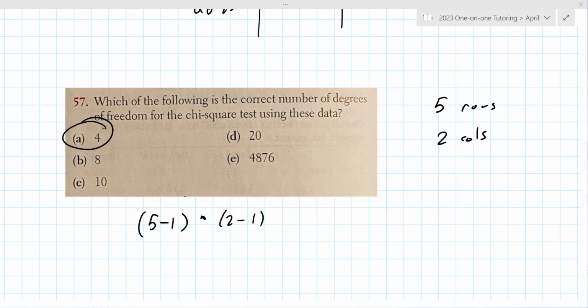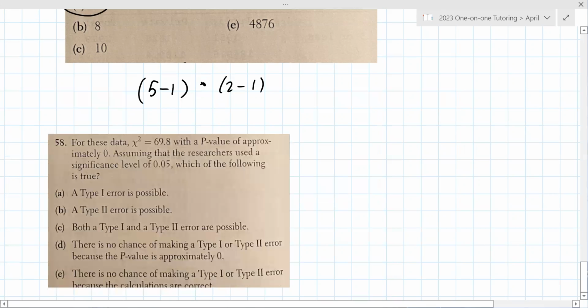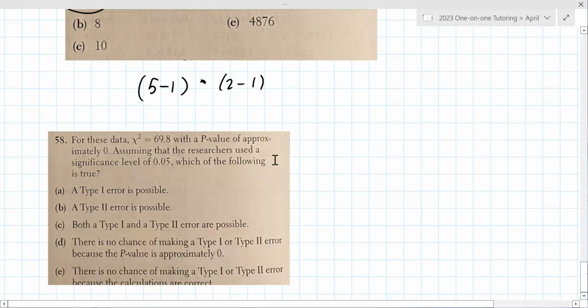Let's see here. Do we have time for any more? Do you have 58? Do we need to do 58? Yeah, 58. Okay. One more. Okay, good. Can do that for sure. For these data, chi-squared is 69.8. You actually don't care about the chi-squared. Again, the p-value is 0. So the p-value, which is 0, is less than every alpha imaginable. So we reject H0, okay?